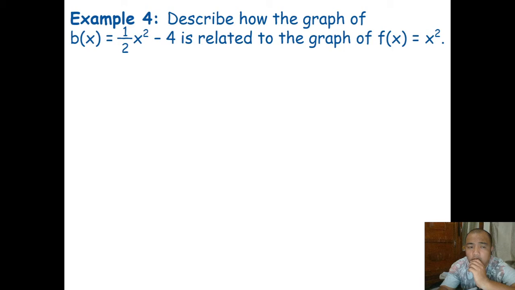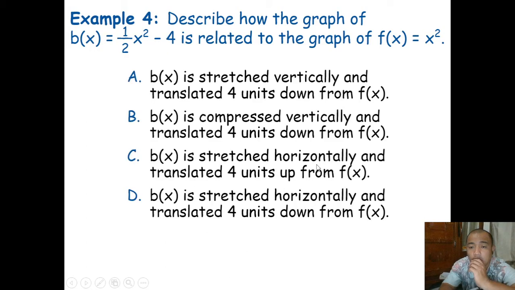Describe how the graph of b of x equals 1/2 x squared minus 4 is related to the graph of f of x equals x squared. As you can see, b of x has a smaller value of a compared to f of x. So when a is smaller, the graph will become wider. This will be wider than this, and at the same time, this will be translated 4 units down or below.